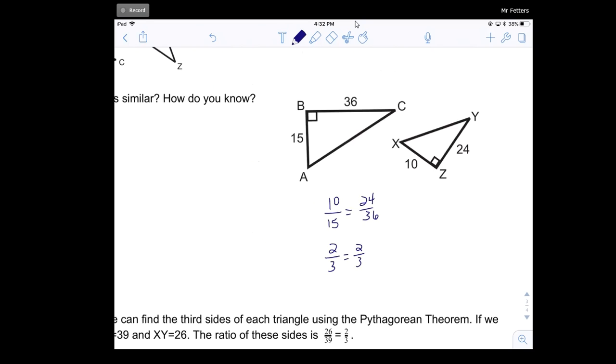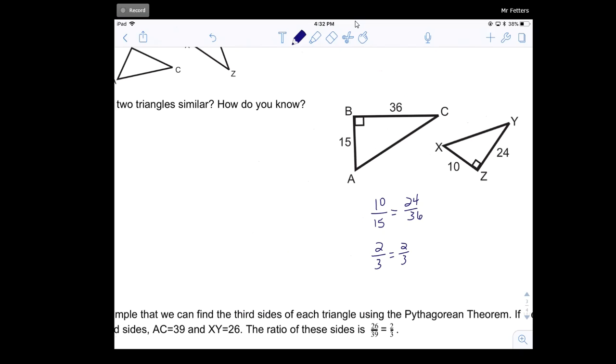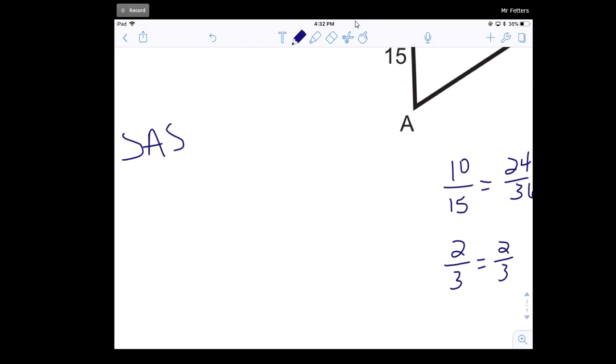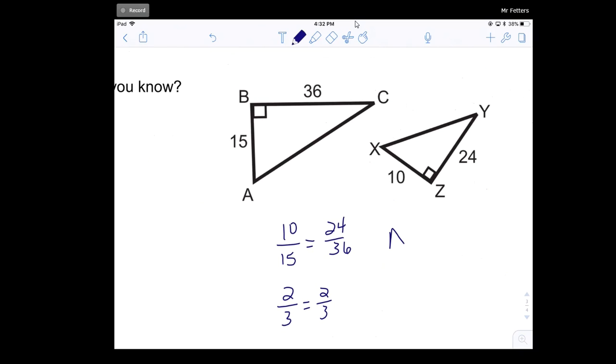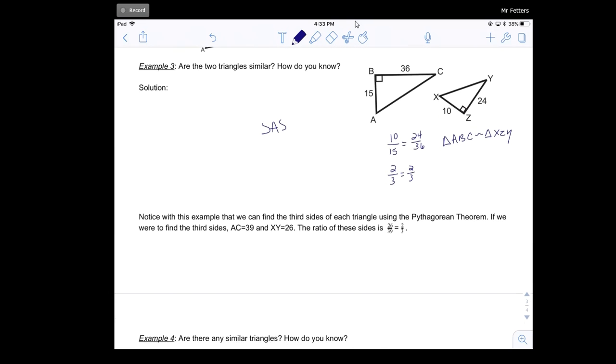They are in proportion. So then I know by the side angle side theorem, because the sides are in proportion and that included angle is congruent, I know that triangle, let me write this out, triangle ABC is similar to triangle XZY. Okay, you have to be careful because it's easy to say, well, I've got triangle ABC and XYZ, but you have to make sure that you get your correspondence correct.